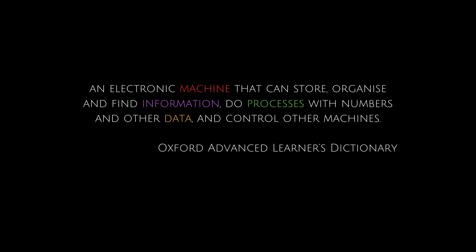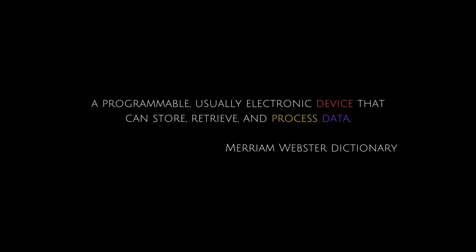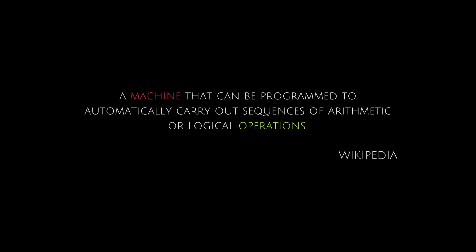The Merriam-Webster Dictionary defines the word computer as a programmable, usually electronic device that can store, retrieve, and process data. On Wikipedia, one can find that a computer is a machine that can be programmed to automatically carry out sequences of arithmetic or logical operations.